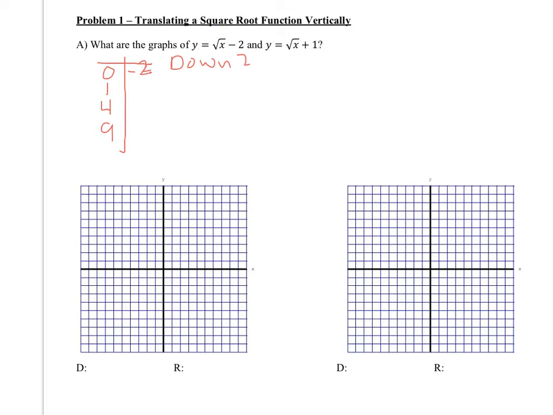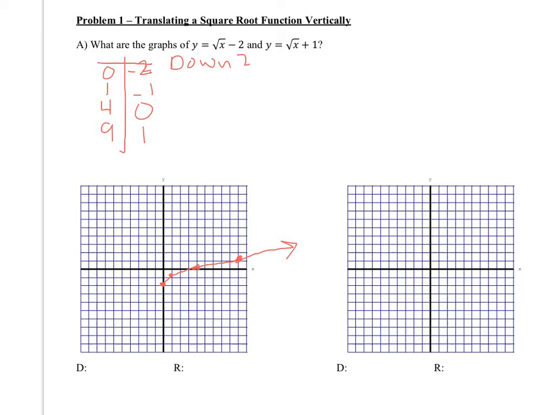So the square root of 1 is 1, minus 2 would give me -1. The square root of 4 is 2, 2 minus 2 is 0. The square root of 9 is 3, 3 minus 2 is 1. And I plot those points. So these are our points, and this is going to keep on going and moving to the right. The arrow is going to keep on going forever.